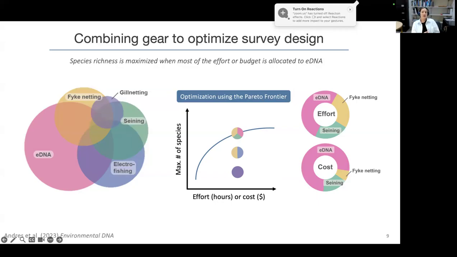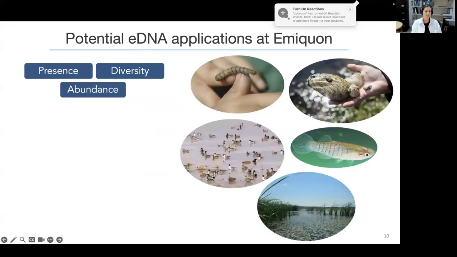Okay, so thinking about how we can use environmental DNA in the Emiquon system. We could, of course, use these same approaches I just talked about to incorporate environmental DNA into ongoing survey efforts to improve the efficiency of our biodiversity survey designs. But we could also use eDNA applications in other contexts to answer a variety of questions. This all comes back to thinking about eDNA in terms of the types of data it can provide: data on species presence, biodiversity, and abundance.